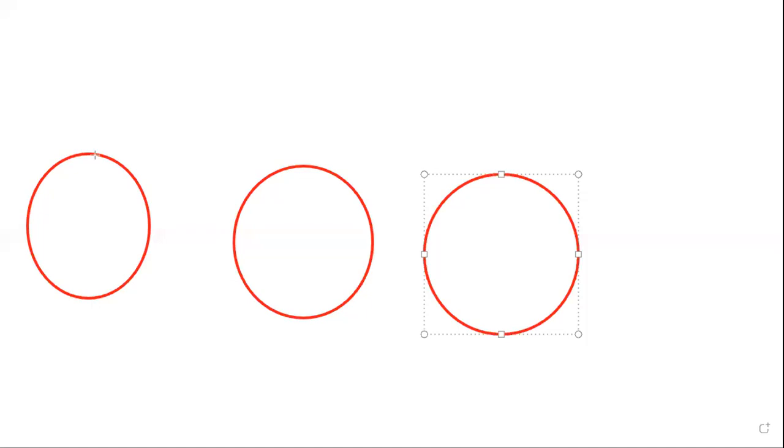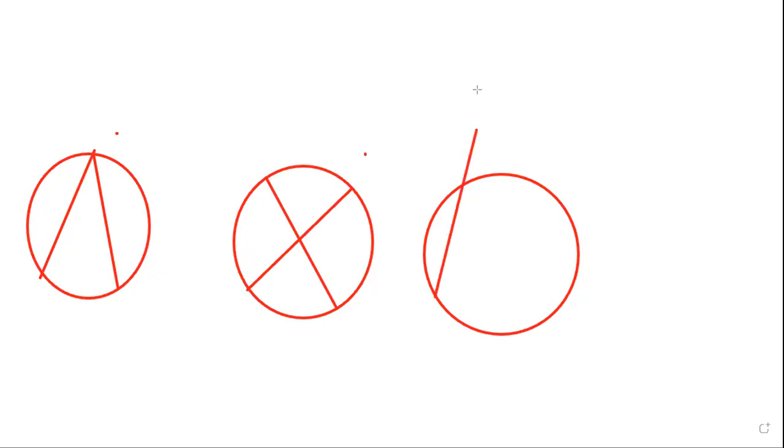The two lines in a circle can intersect in three places. On the circle, inside the circle, or outside the circle. So it could be on the circle, it could be inside the circle, or outside the circle.